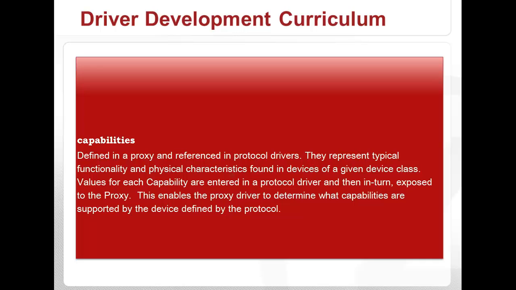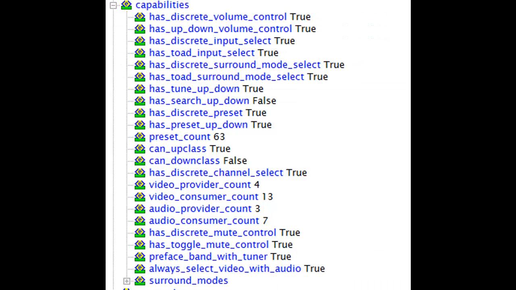Now, let's take a look at the capabilities for our receiver. If we take a look at these capabilities, you'll notice that many have a value of true or false. However, some capabilities require a numeric value. For example, the tuner in our receiver can support up to 63 preset channels. That's defined in the preset count capability. Now, let's take a look at the capabilities section of our driver code.